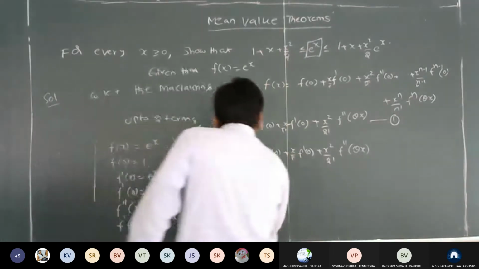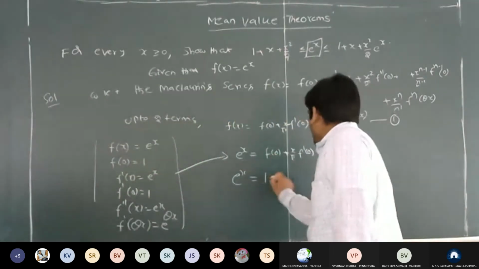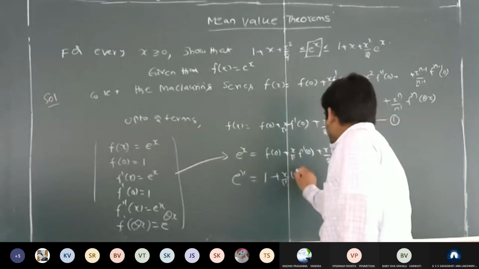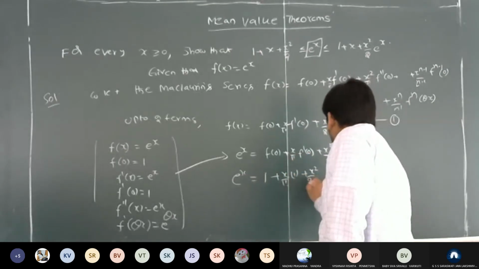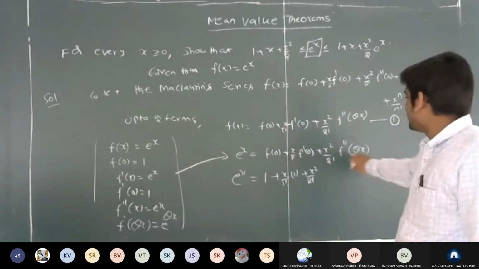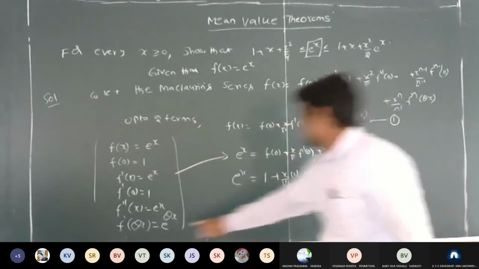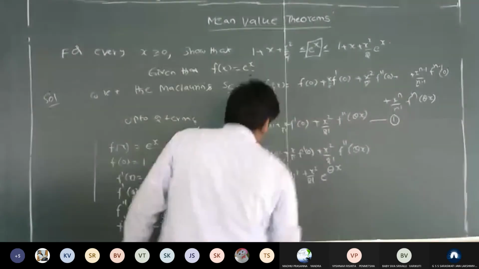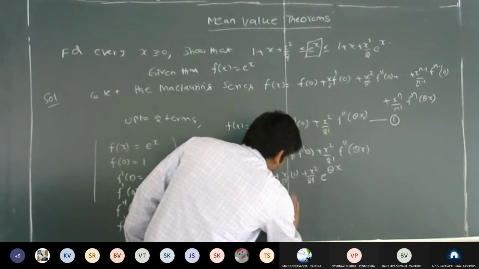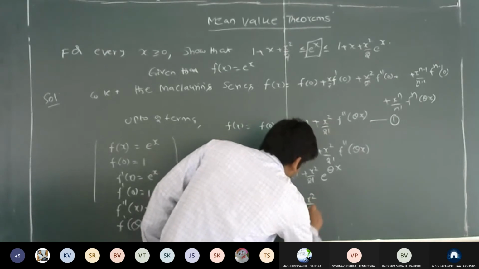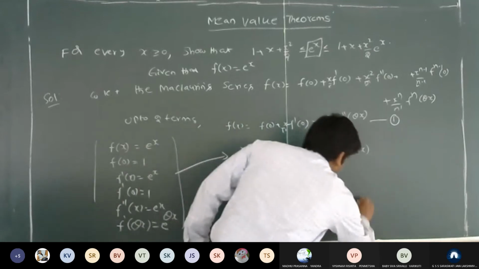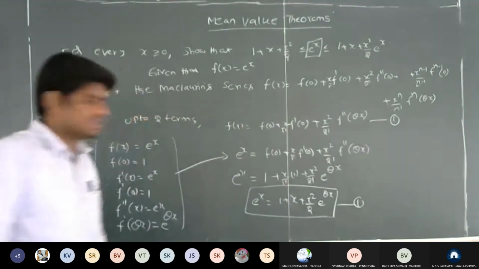So it becomes e power x is equal to 1 plus x by 1 factorial, since f dash of 0 is 1, next plus x square by 2 factorial, next f double dash of theta x, which is nothing but e power theta x. Therefore e power x is equal to 1 plus x, plus x square by 2 into e power theta x. Write it as equation number 1.